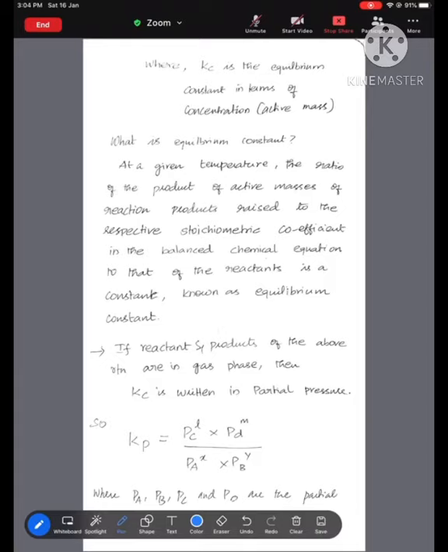So Kc is the equilibrium constant in terms of active masses. If they ask you to define the equilibrium constant, you can write this definition. At a given temperature, the ratio of the product of the active masses of the reaction products raised to their respective stoichiometric coefficients in the balanced chemical reaction to that of the reactants is known as the equilibrium constant. All this so far was based on concentration.